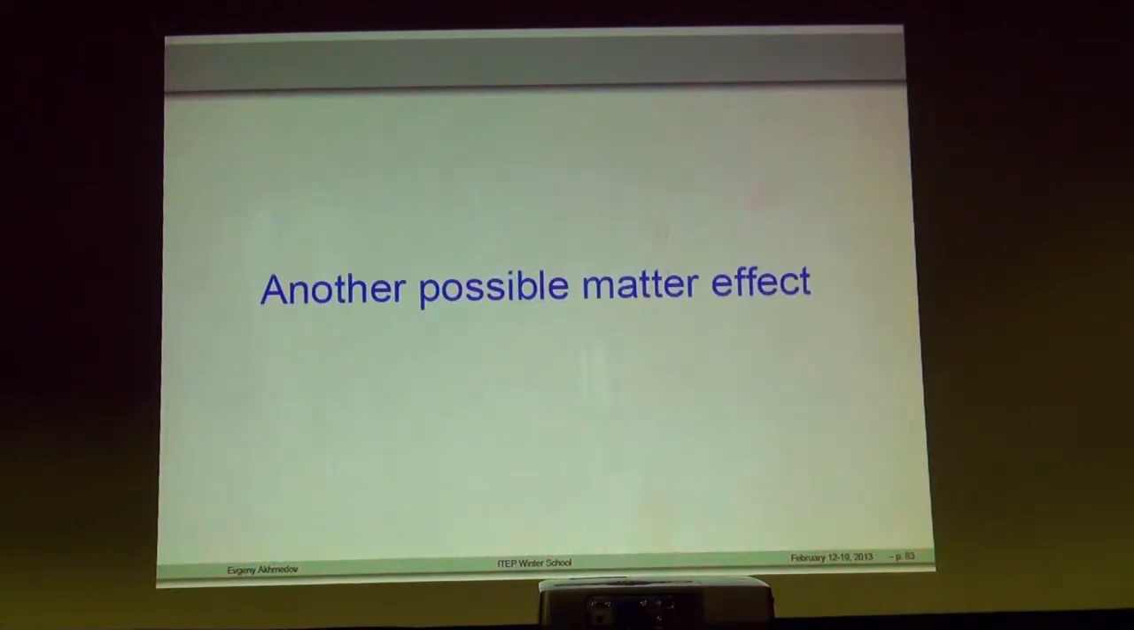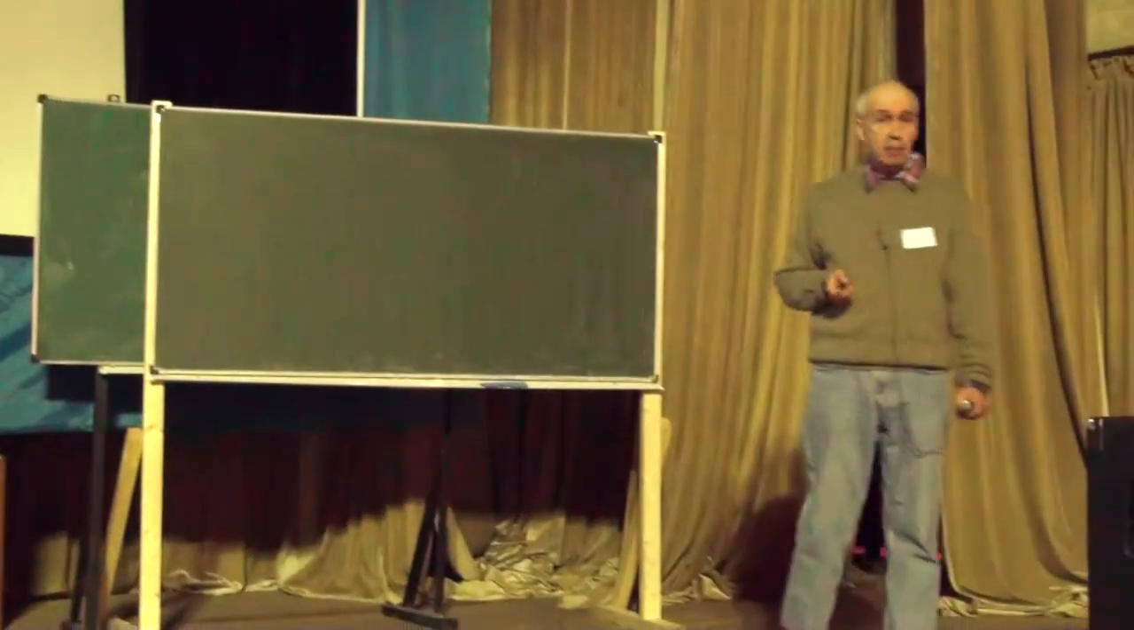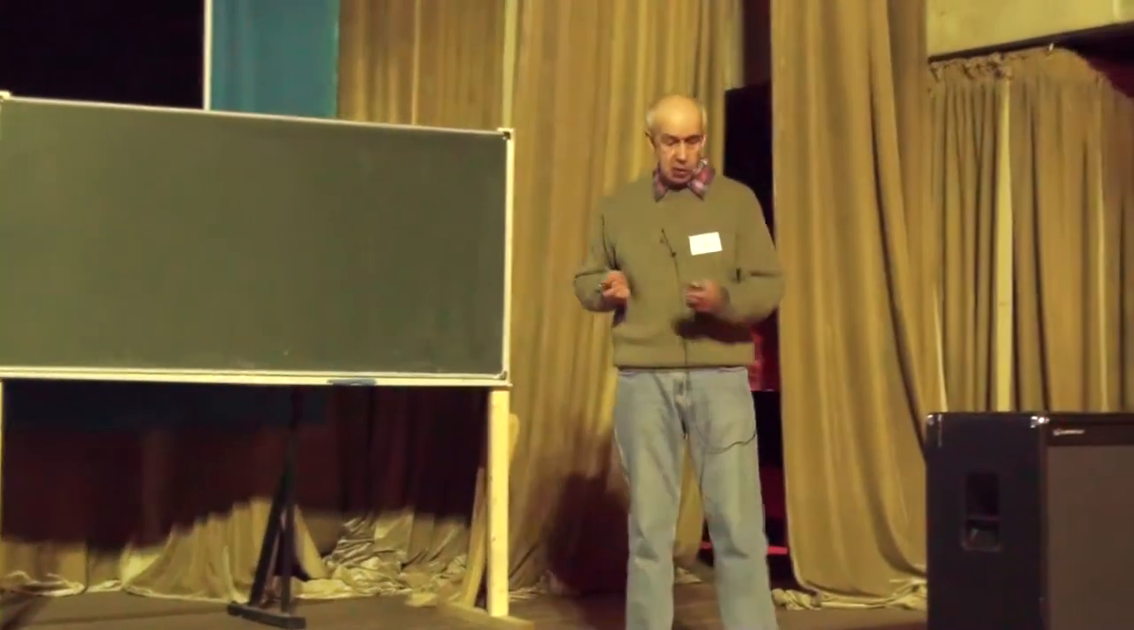OK, so another possible matter effect. I don't know if I should skip it. No, maybe very, very quickly. So the MSW effect is the most familiar to everyone, the resonantly enhanced neutrino oscillation in matter. However, it's not the only possible matter effect. It may be that even if the matter density is such that level crossing or avoided level crossing never occurs, still matter can strongly enhance neutrino oscillations.